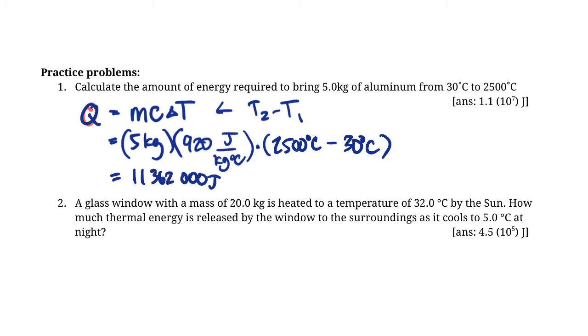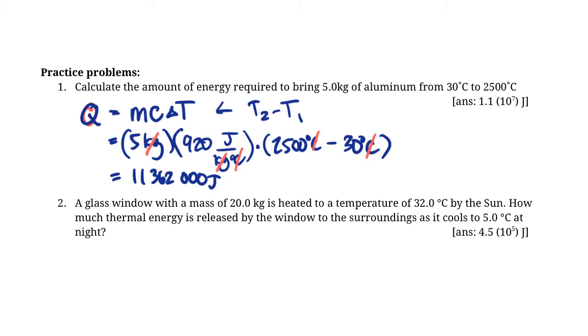11,362,000 joules. Actually, do we know it's joules? Let's make sure. Kilograms are going to cancel out with kilograms. The degrees Celsius here is going to cancel out with these degrees Celsius, and we're left with joules. So that's why these heat capacities have a weird unit, joules per kilogram degree Celsius, so that it cancels out.